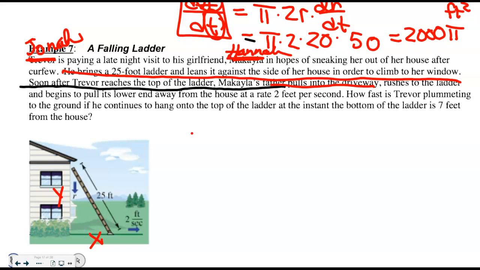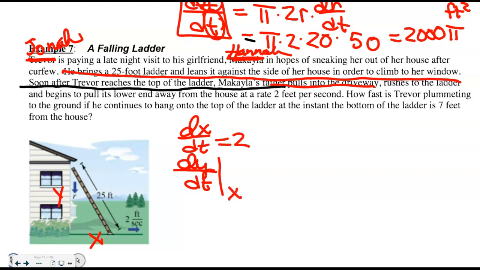So here's what we've got. We've got dx dt, and it's getting longer. So x is growing, correct? So that's a positive. What are we supposed to find? How fast Jonah is falling to the ground? Because maybe he gets a concussion if he falls faster than a certain rate per second, right? So we're going to do dy dt at the instant when Dad has pulled the ladder out, so the x is 7 feet.